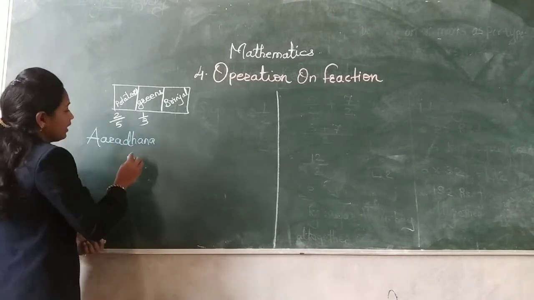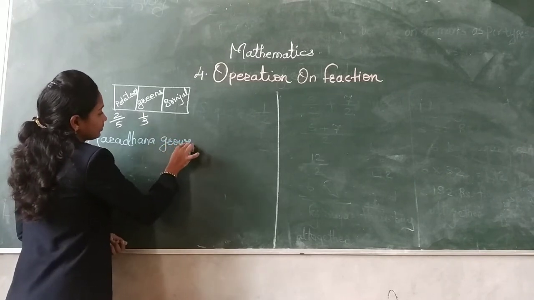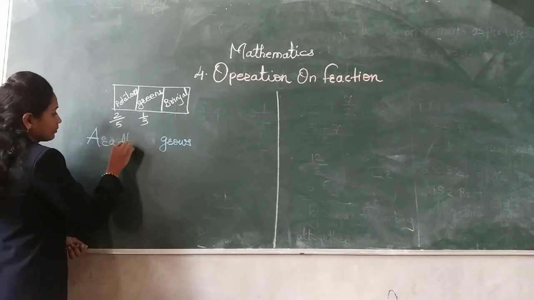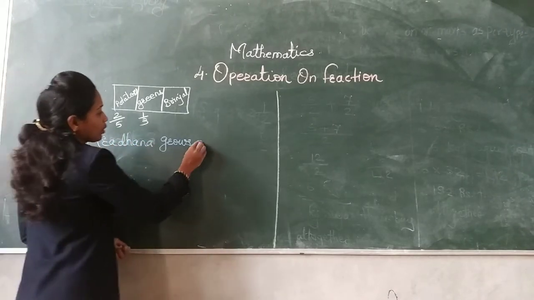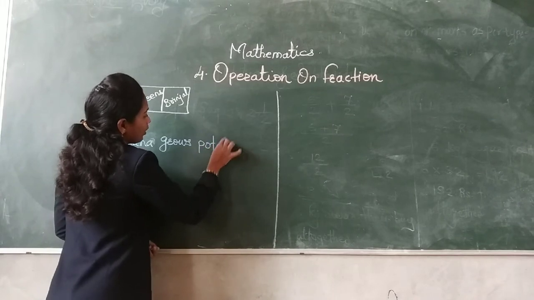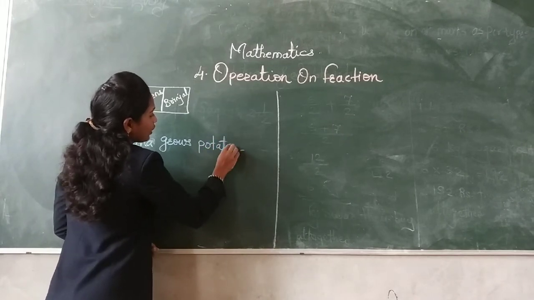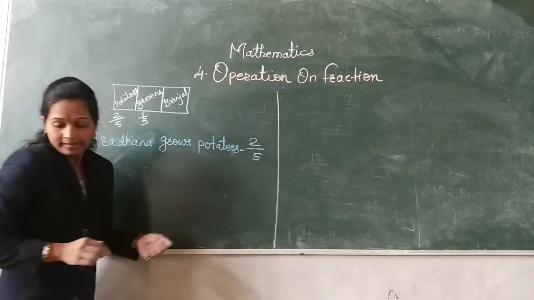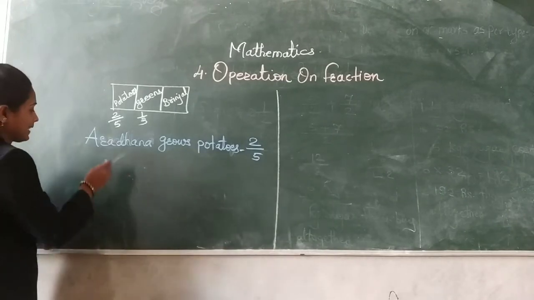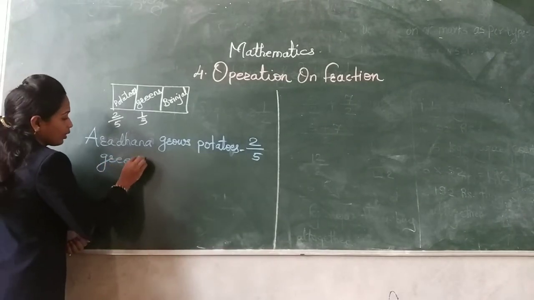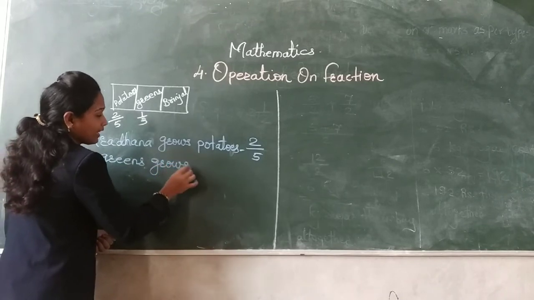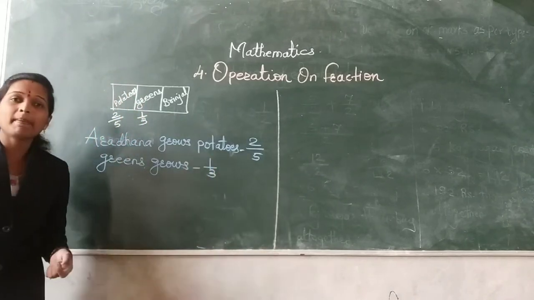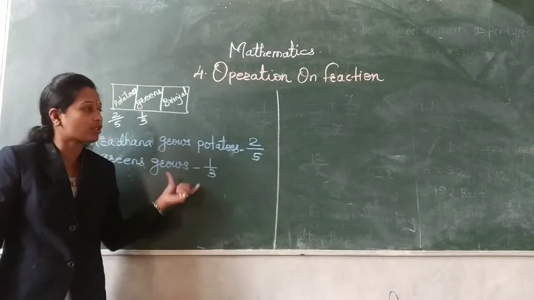Aradhana grows potatoes first. How much part does she grow the potatoes in? That is 2/5 part. So write down 2/5. Next one is there. She grows greens. How much part do the greens grow in? So greens grow in 1/3 part. And the remaining part is brinjal. That part is not mentioned here, so we have to find it out.